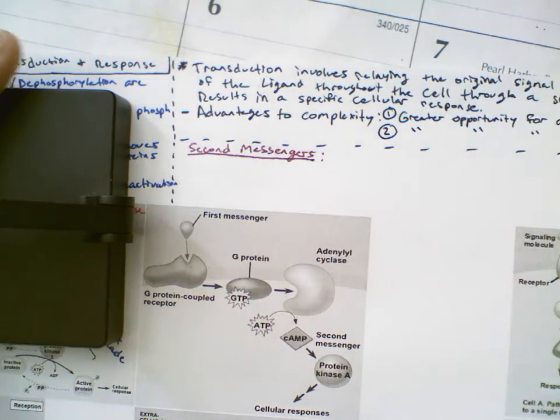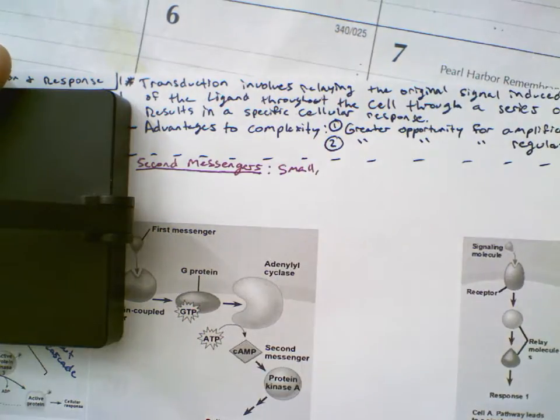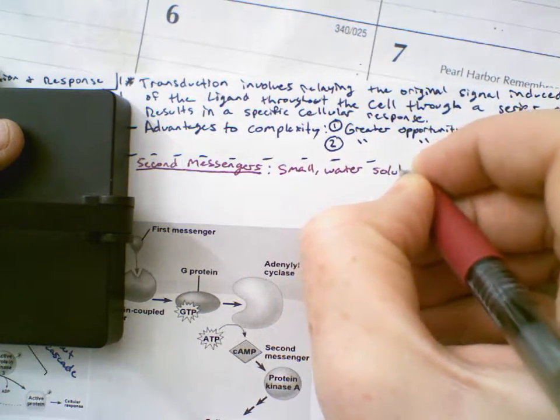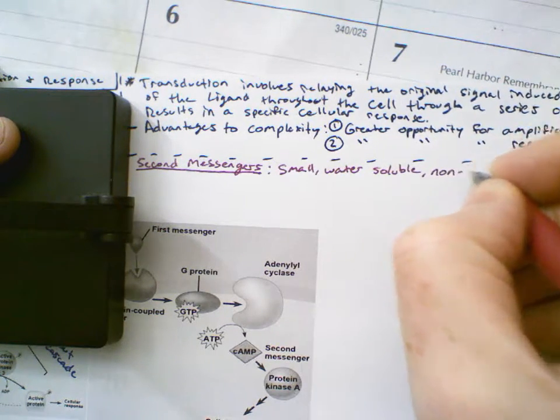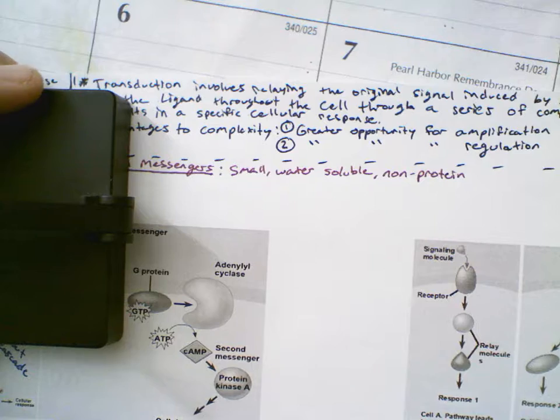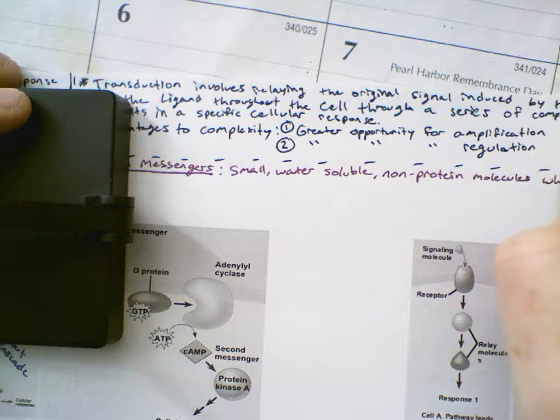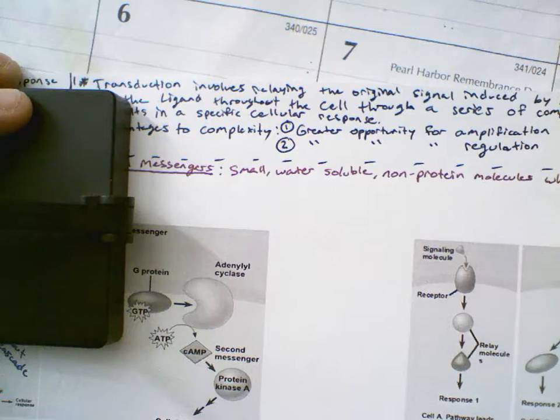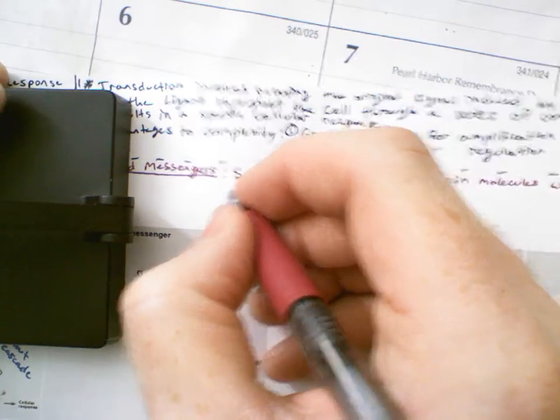All right, things about second messengers. They are small. This is going to sound a lot like a definition of a ligand. They are water soluble. And they are not proteins. So small, water-soluble, non-protein molecules which participate within these transduction pathways.